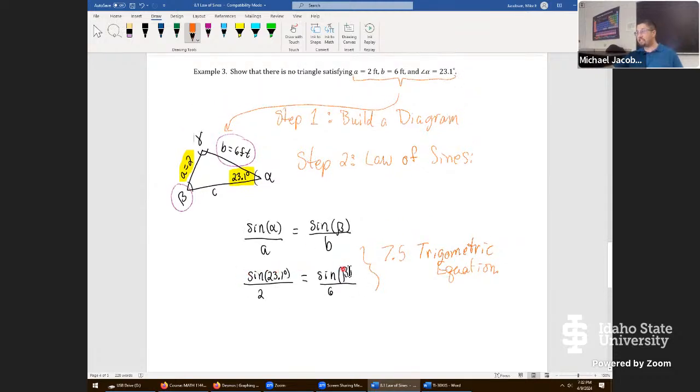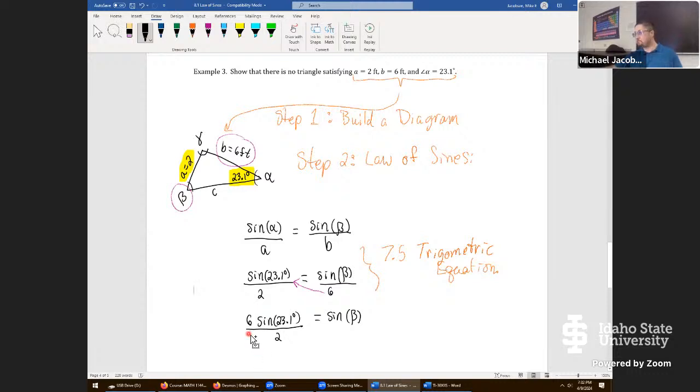First, this is like the major punchline just to get to this stage, because we're trying to show that there's no triangle satisfying that information. What we're trying to do down there is showing there is no solution for beta. Angle beta cannot be found. It doesn't exist. So somehow, some way, this equation is broken. First thing we should do is let's solve for sine beta. Like before, it's about cross products. Multiply both sides by 6, and you get 6 sine 23.1 degrees divided by 2 equals sine beta.